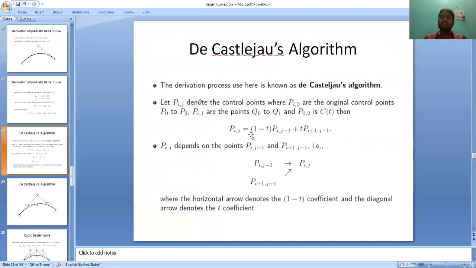So we can write Pij equals (1 minus t) Pi,j minus 1 plus t Pi plus 1,j minus 1. According to this equation, you can see that Pij depends on Pi,j minus 1 and Pi plus 1,j minus 1. So there are two arrows: the first is the horizontal arrow and the second is the diagonal arrow. The horizontal arrow indicates the (1 minus t) coefficient, and the diagonal arrow represents the t coefficient. We get this equation from this representation.